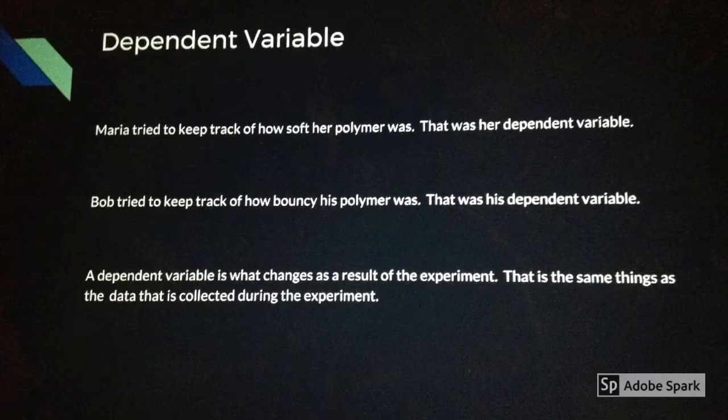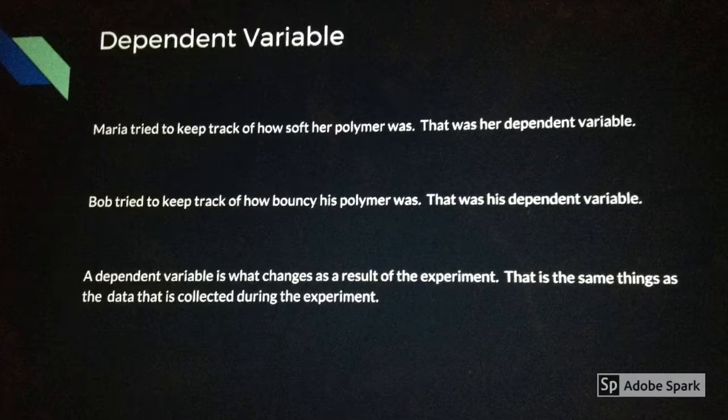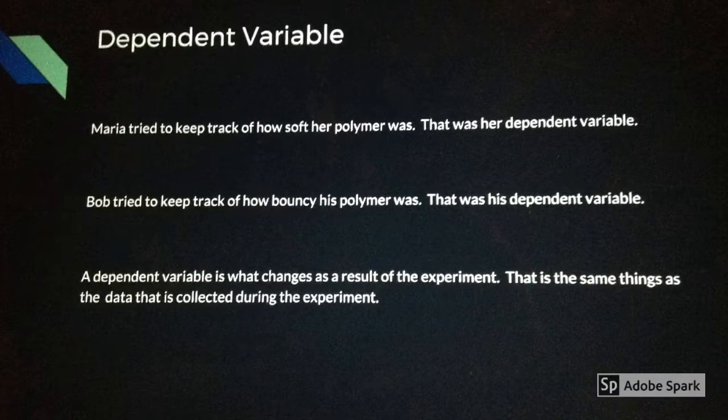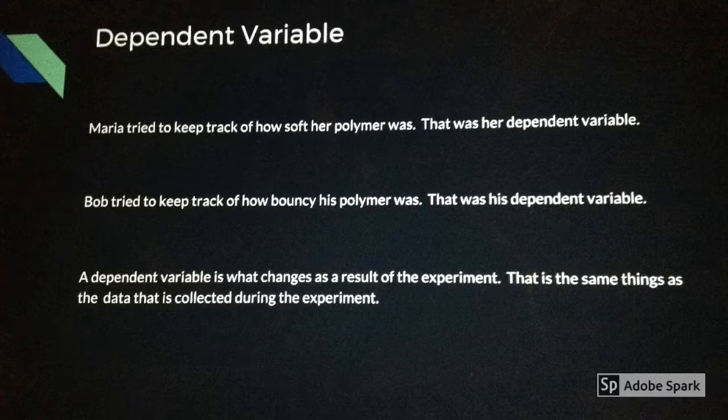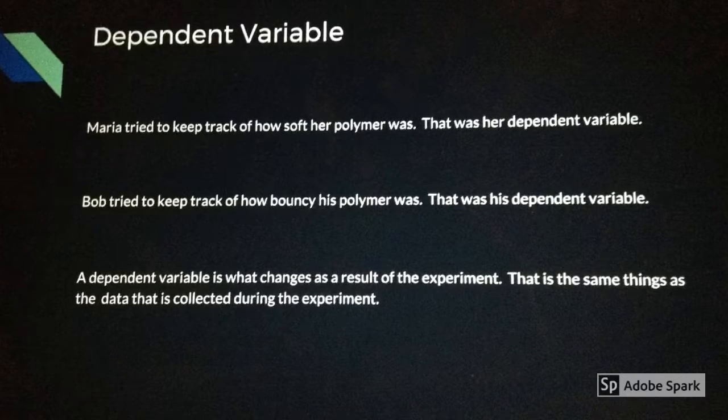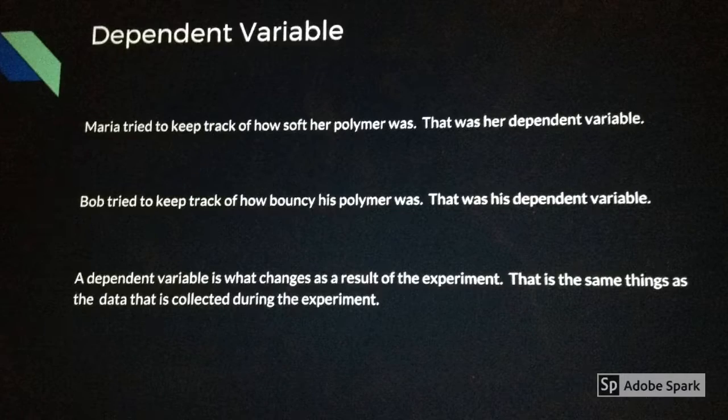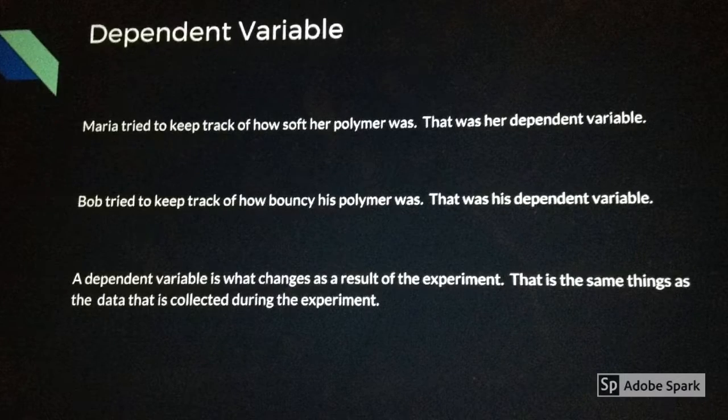Dependent variable. Maria tried to keep track of how soft her polymer was. That was her dependent variable. Bob tried to keep track of how bouncy his polymer was. That was his dependent variable.